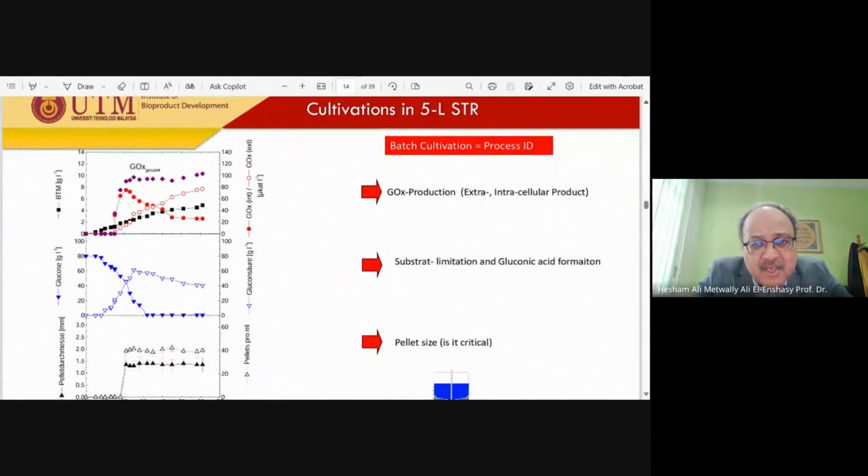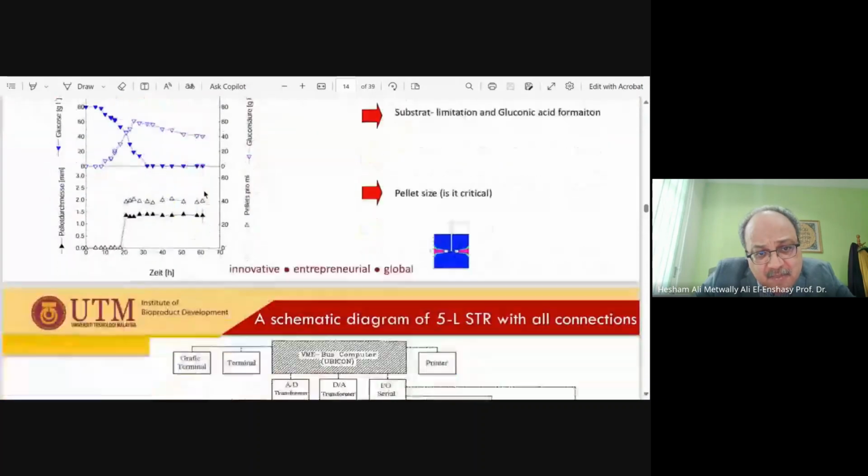Then we went to cultivation in 5-liter stirred tank reactors. Here we calculated extracellular and intracellular product, and the total glucose oxidase reaches about 100. In our previous cultivation in a shake flask, we had extracellular product of 20 microkatal, but here we can reach about 80 microkatal. At the same time, you can see here for glucose oxidase, this is the extracellular value.